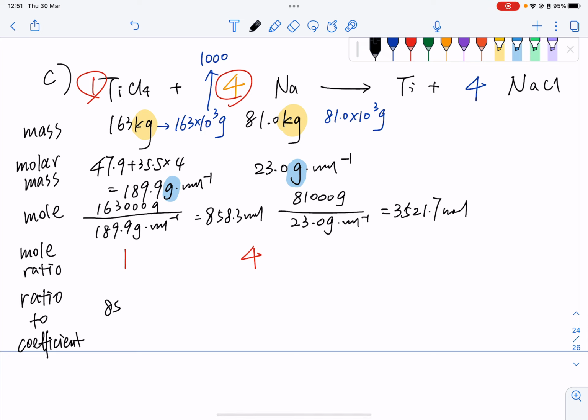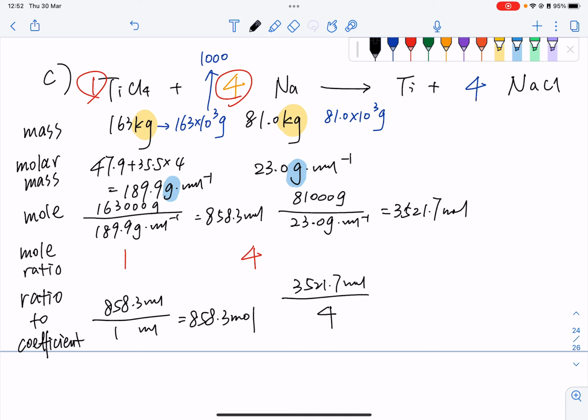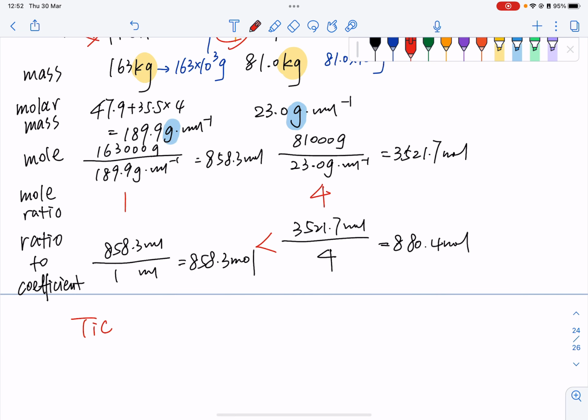This one will be 858.3 mole divided by 1 mole, right? Here's still this answer. And if we try to do the ratio to coefficient here, it will be 3,521.7 mole divided by 4. So the answer here should be 880.4 mole, right? So comparing these two, which one is smaller, which one is bigger? It has to be this one, right? So now we know that the TiCl4, this compound, will be our limiting reagent here.